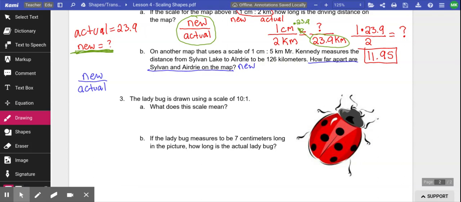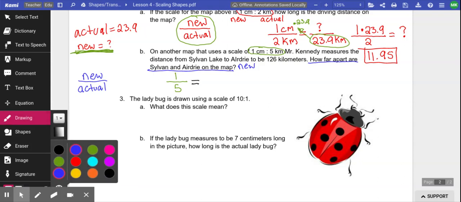If we look at our scale, it's right here. It's 1 centimeter to 5 kilometers. I'm doing new divided by actual. So that would be 1 divided by 5. And that equals our new, which we don't know, divided by our actual, which is 126 kilometers. If I wanted to calculate this, I need to cross multiply the 126. This gives me 1 times 126 divided by 5 equals my new, which I'm putting as a question mark.